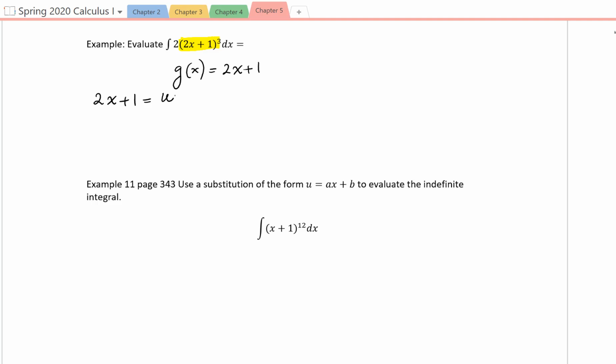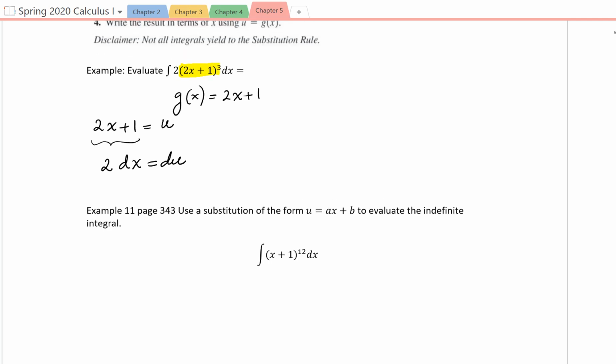So now if we differentiate the left-hand side with respect to x, we get 2 dx. Why? Because 2x plus 1, if you differentiate that, you get just 2. And we write dx because we differentiate it with respect to x. And on the other side, we just get du. So now using all this information, let's plug in. Or if you want, we can do one more step. dx equals du over 2.